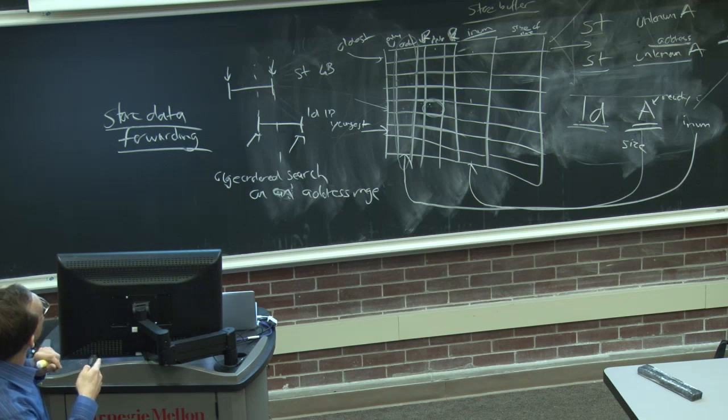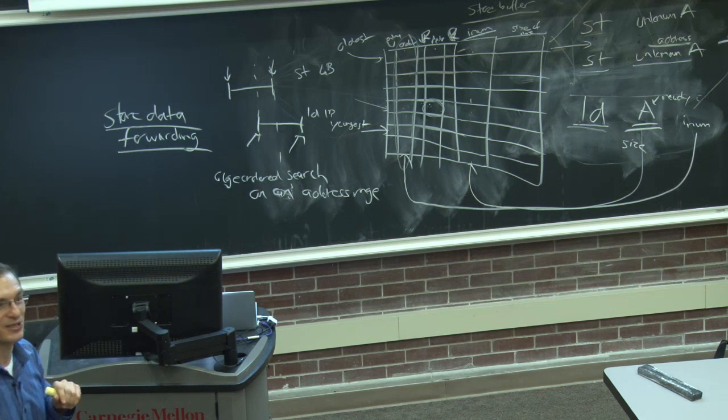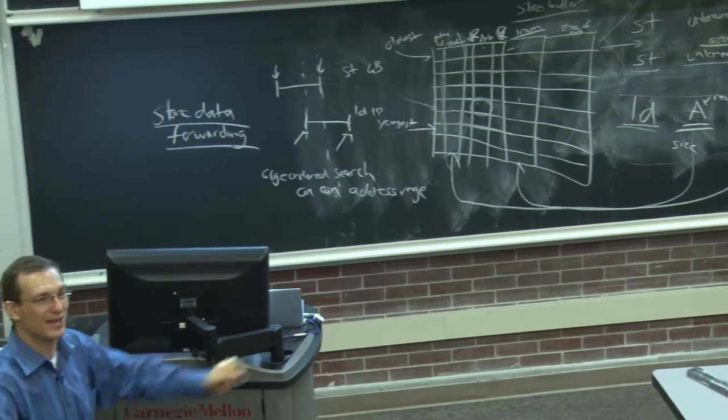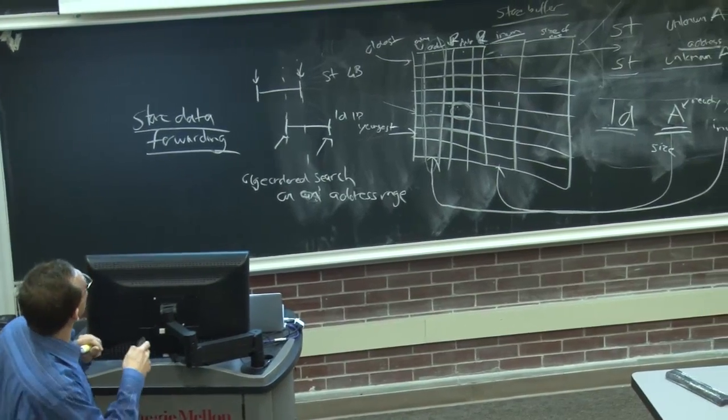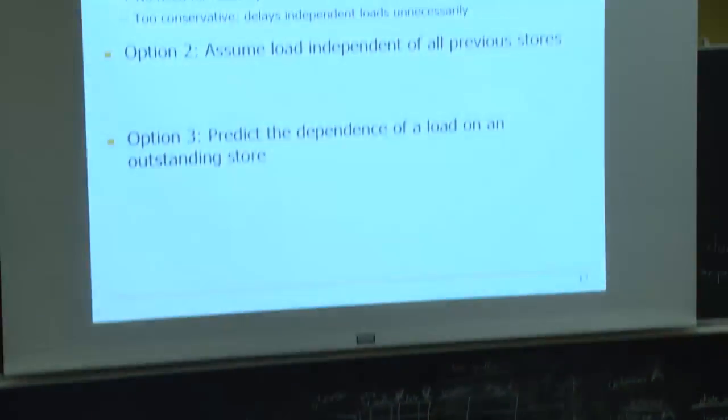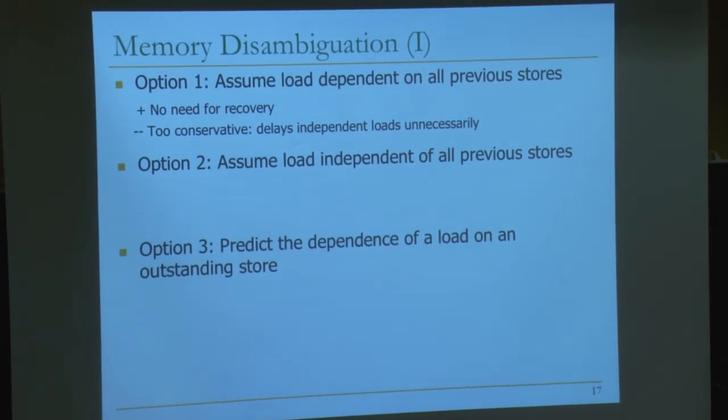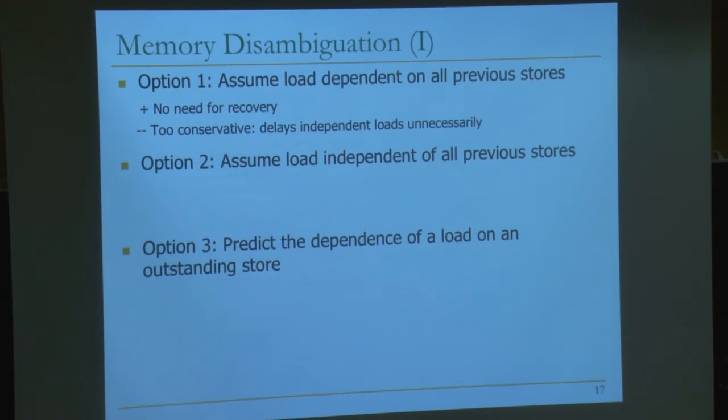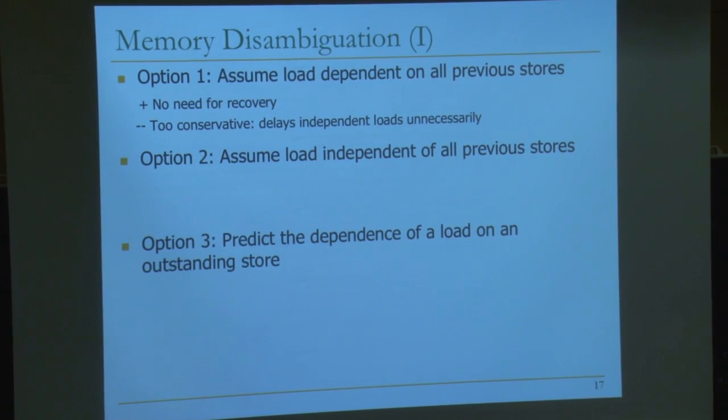If you do the first one, the conservative one, it's nice because there's no need for recovery, right? You wait for all addresses to become available. But it's too conservative. It delays independent loads unnecessarily. And it turns out most of the loads are actually independent of the previous stores. This is empirical data. And you can imagine the reasons, right?